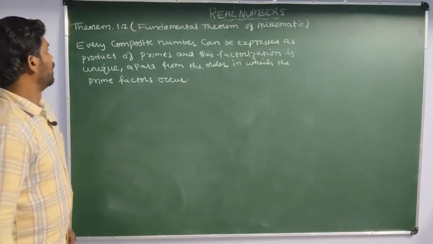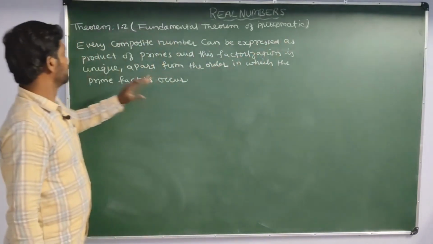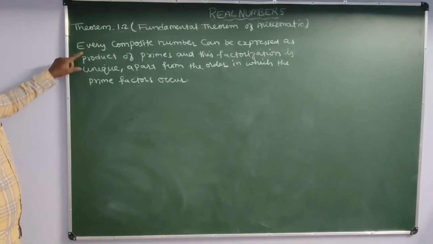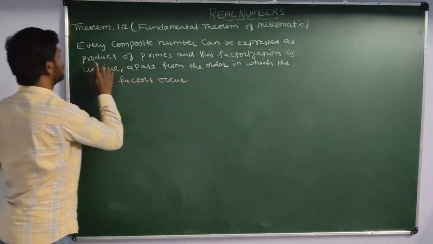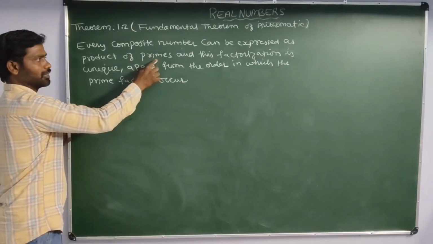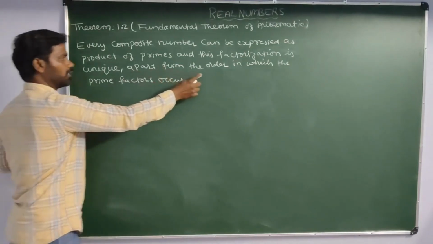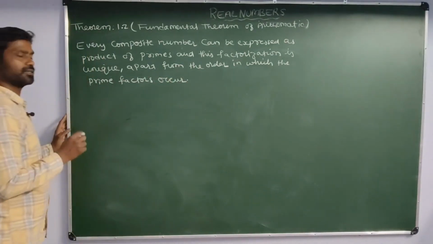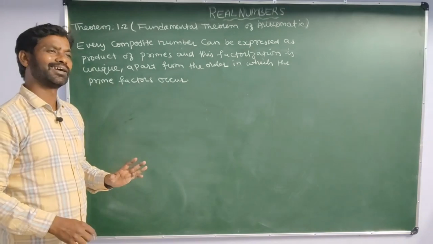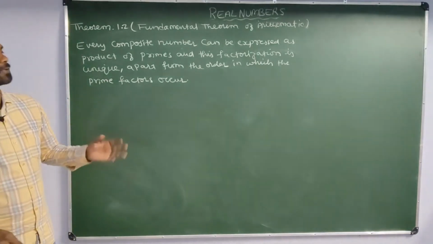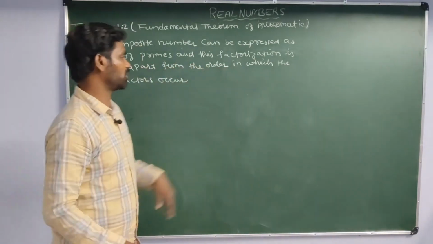Okay, next is theorem 1.2, the fundamental theorem of arithmetic. What is the statement? Every composite number can be expressed as a product of primes, and this factorization is unique apart from the order in which the prime factors occur. Every composite number can be expressed as a product of primes.